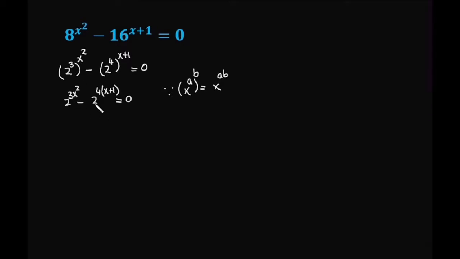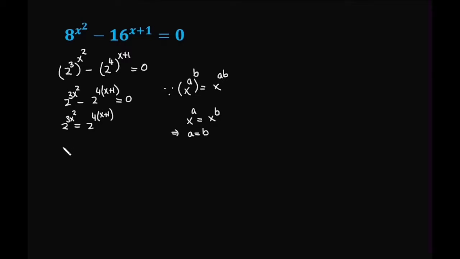So this equation can be further written as, shift this term on the right hand side. This is further equal to 2 raised to the power 3x square is equal to 2 raised to the power 4 times x plus 1. Now bases are same. I am going to equate the powers. If x raised to the power a is equal to x raised to the power b, you can write this a is equal to b. The same formula I am going to apply here.